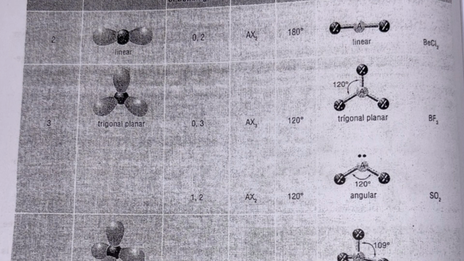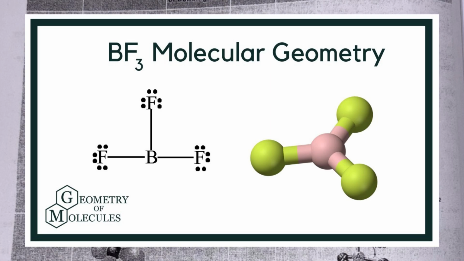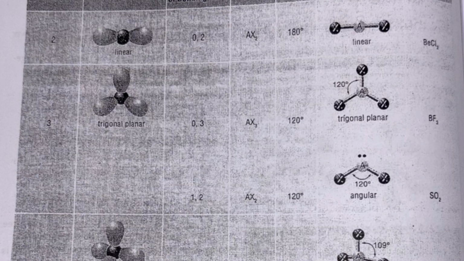Next, we have trigonal planar. This geometry arises when a central atom is bonded to three other atoms in a flat triangular arrangement with 120-degree bond angles. The formula is AX3. BF3, boron trifluoride, is a perfect example. It has 0 lone pairs and 3 bonding pairs. The bond angle is 120 degrees. Boron, the central atom, is bonded to 3 fluorine atoms, creating a trigonal planar molecule.